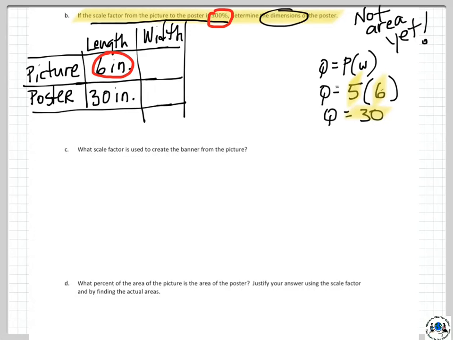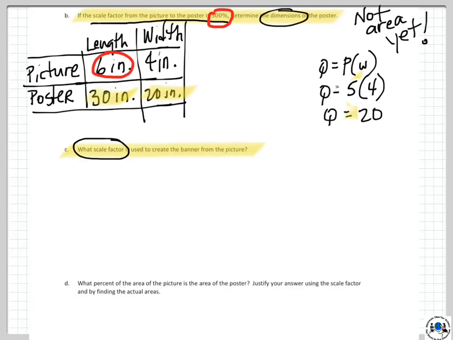Next, let's work on the width. Again, the same idea: we are going to apply our scale factor of 5 to the 4-inch width, and that would leave us with a 20-inch width for our poster. So we know our poster now is 30 by 20.